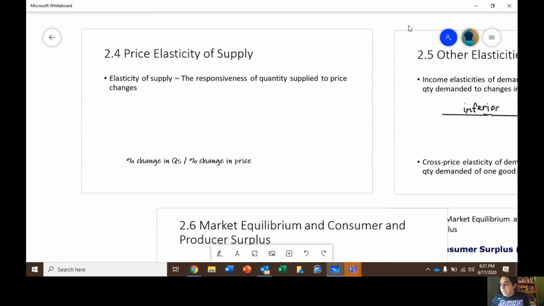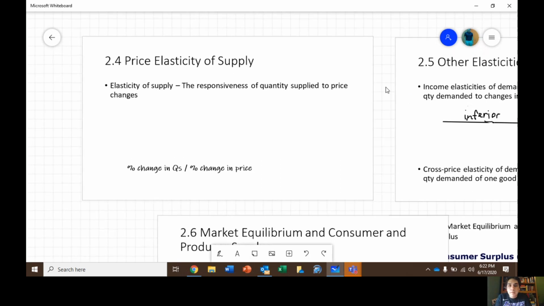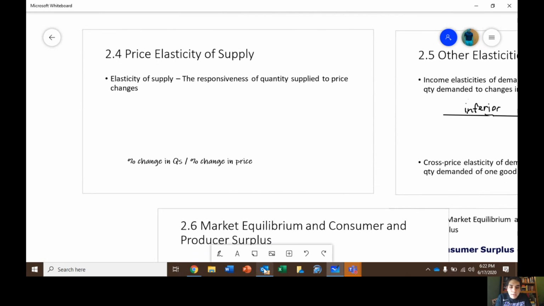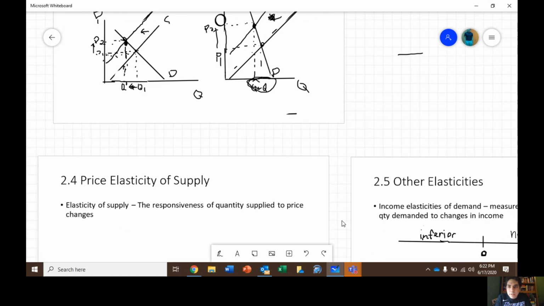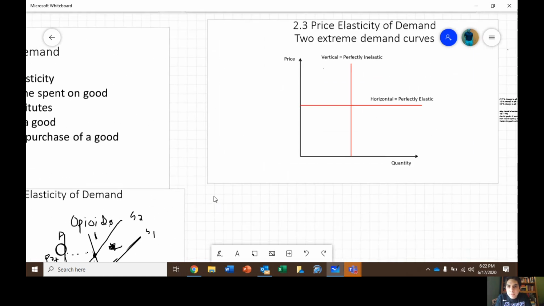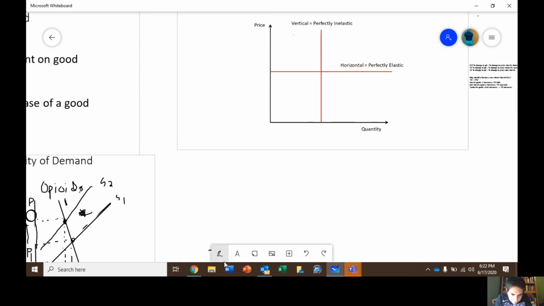Price elasticity of supply is the responsiveness of the quantity supplied to price changes. So the formula is the percent change in quantity supplied divided by the percent change in price. Here maybe we can go to extremes again, and we can dream up different extremes. So let's pretend that these demand curves that we originally said were demand curves are now supply curves, perfectly inelastic and perfectly elastic.